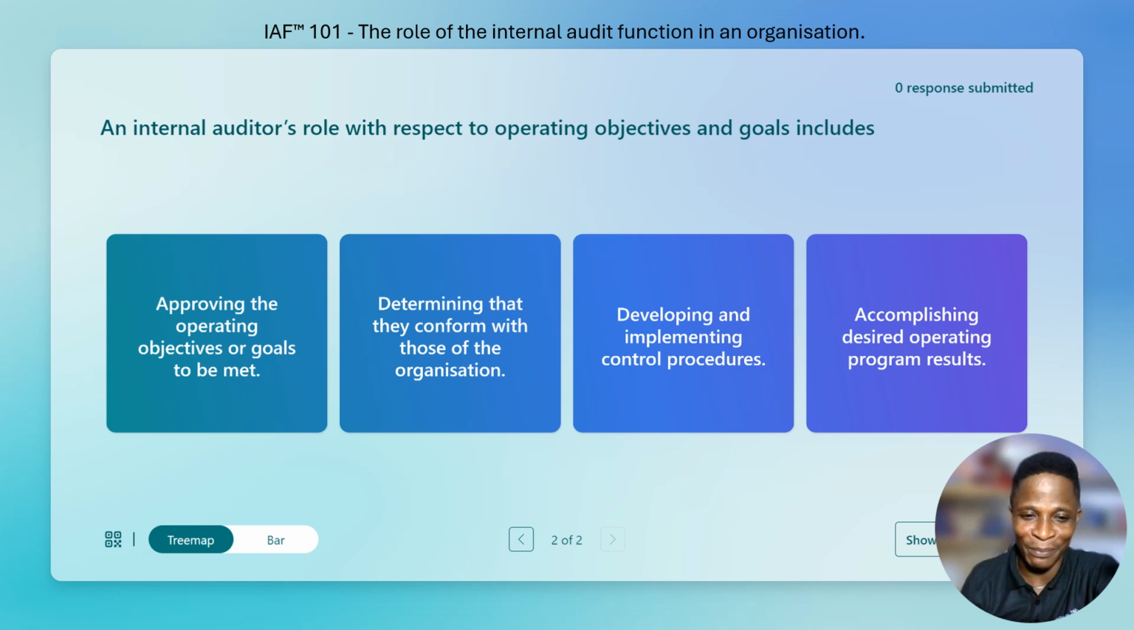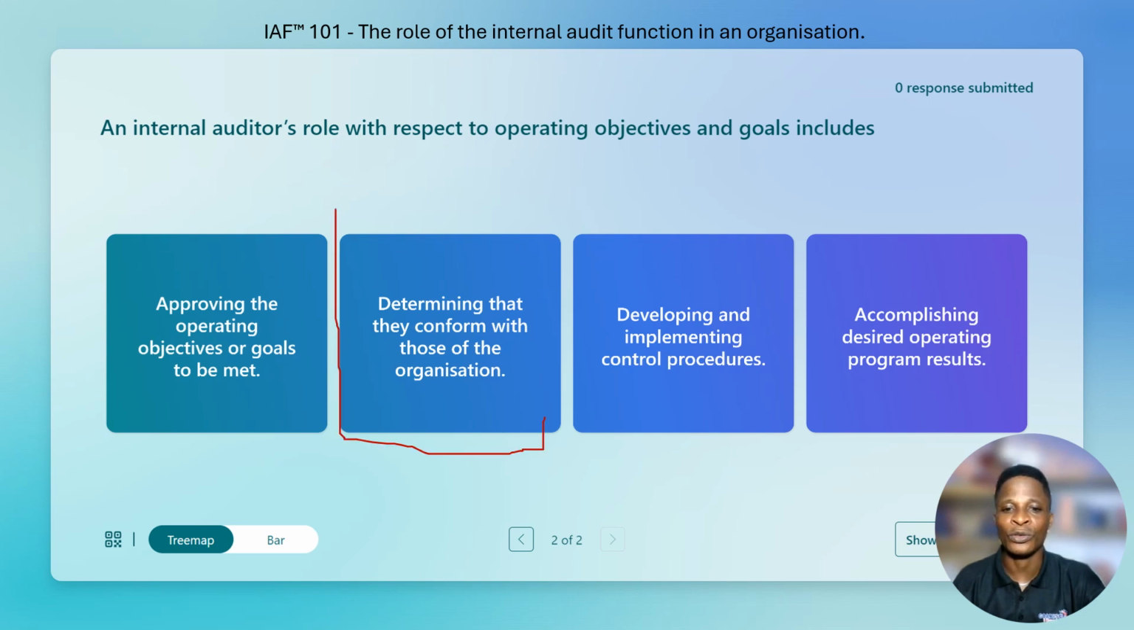B is correct. And for example, this is what many people will think in practice: developing and implementing control procedures. This is found conventionally in internal auditing, which is a role that can impair the independence and objectivity of internal auditing if there is no proper safeguard. So the answer is actually B, determining that they conform with those of the organization, because internal auditors should ascertain the extent to which operating and program goals and objectives have been established and conform to those of the company. That is what is expected of internal auditing. So in my opinion, I will highlight this as my response to the question, not D.